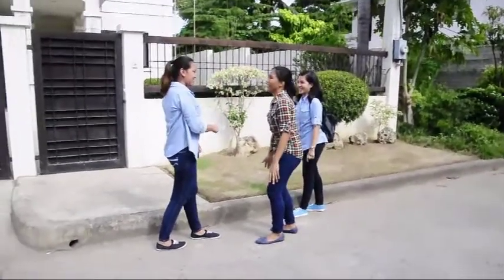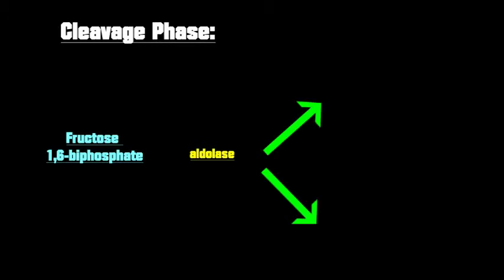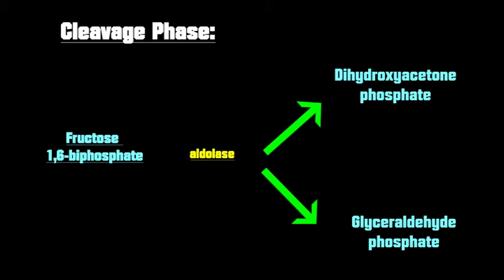Glucose with 6 carbons is split into 2 molecules of 3 carbons each at step 4. Step 4 is the cleavage phase. The enzyme aldolase splits fructose 1,6-biphosphate into 2 sugars that are isomers of each other. The 2 sugars are dihydroxyacetone phosphate and glyceraldehyde phosphate.